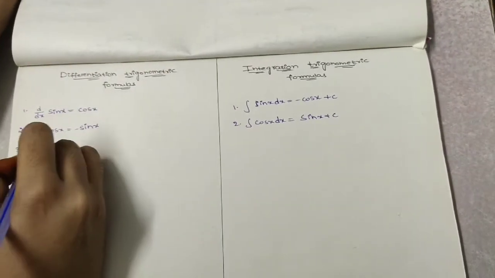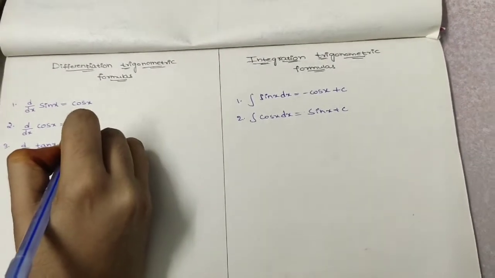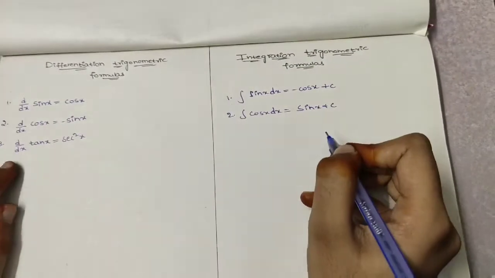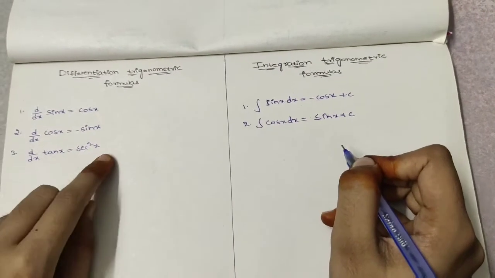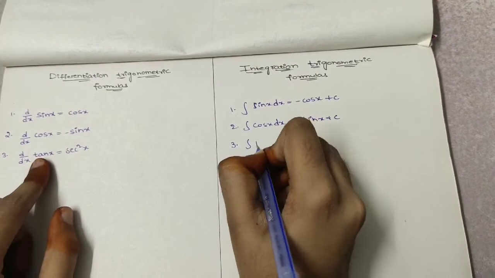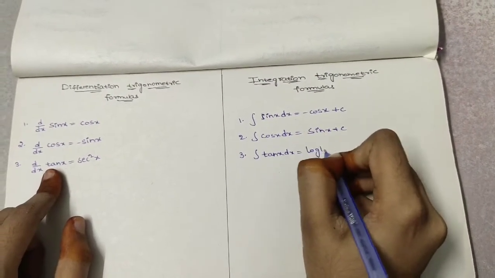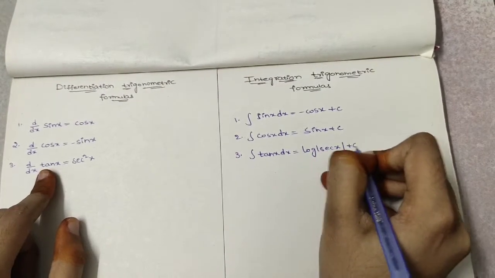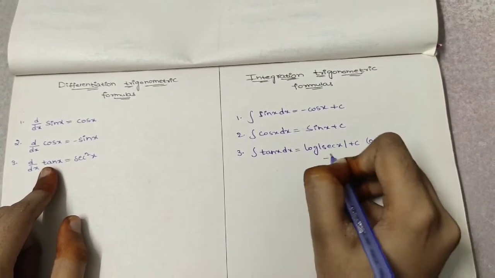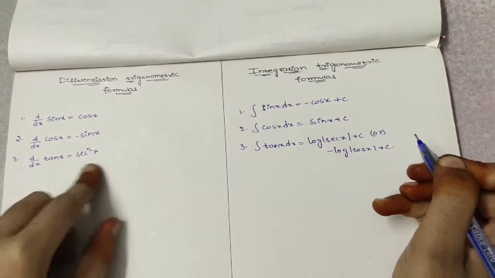And the third formula is d by dx of tan x is equal to secant square x. If you differentiate tan x, it is equal to secant square x. Whereas in the integration, if you integrate tan x dx, it is equal to log mod secant x plus c, or minus log mod cos x plus c.